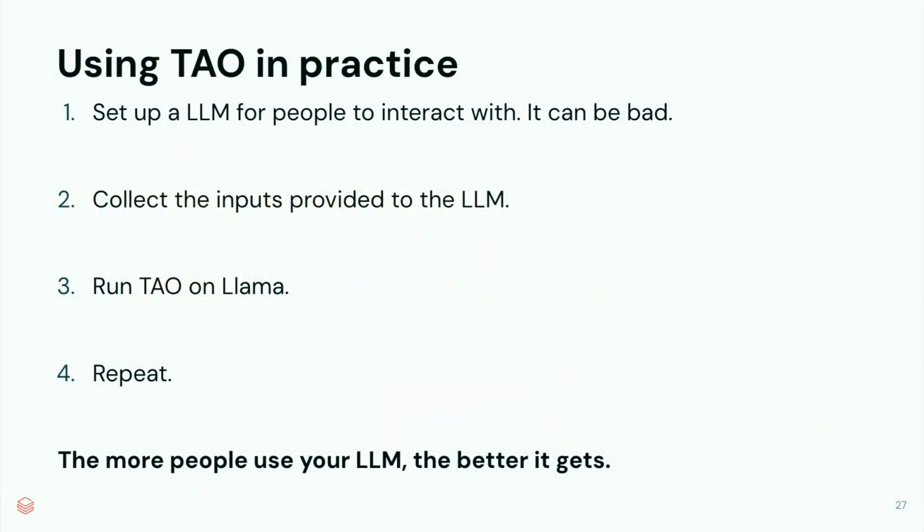And so, rewinding back to just the high-level overview of TAO in practice. Again, where everyone starts is you can just set up an LLM for people to interact with. It is totally fine for the LLM to be bad. You just want to get a distribution of responses where you see what users are doing with your LLM. Then you can collect your inputs, so get the distribution of inputs, and from here you just want to run TAO on Llama. And you can rinse and repeat, and over time, as you continue to apply TAO and continue to collect responses, you should be able to continually improve your LLM.